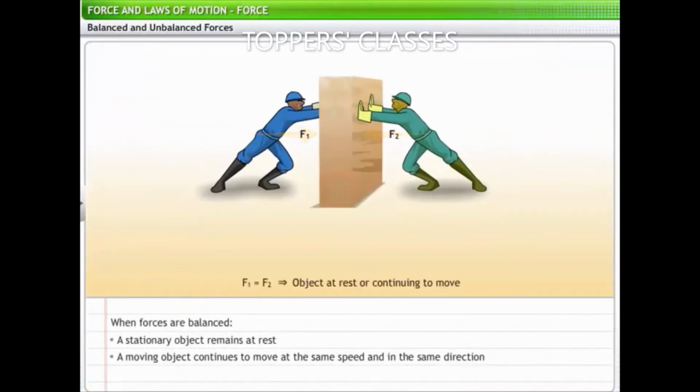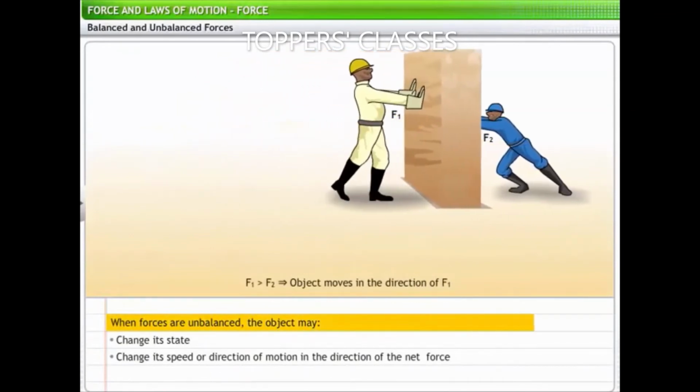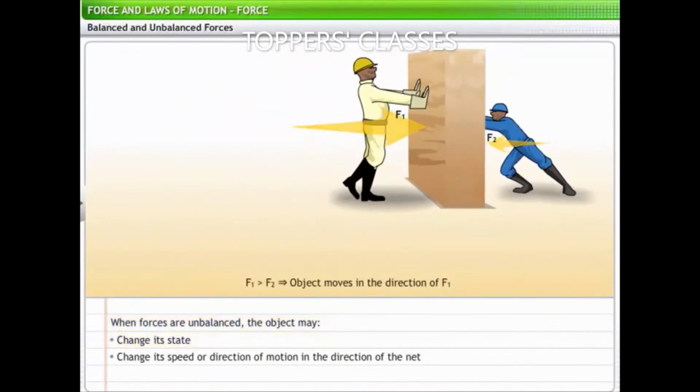The concept of balanced and unbalanced forces applies to objects at rest as well as moving objects. When forces are balanced, a stationary object remains at rest and a moving object continues to move at the same speed and in the same direction. When forces are unbalanced, the object may change its state from rest to motion or vice versa, or change its speed or direction of motion in the direction of the net force.